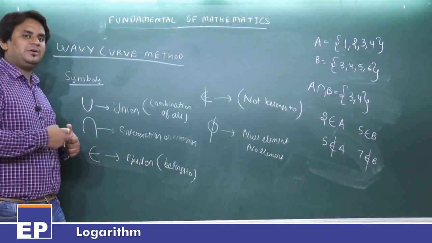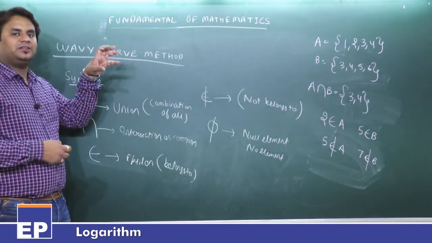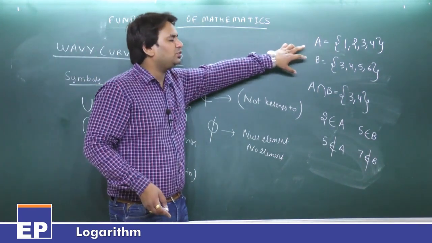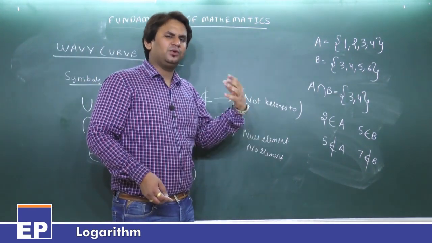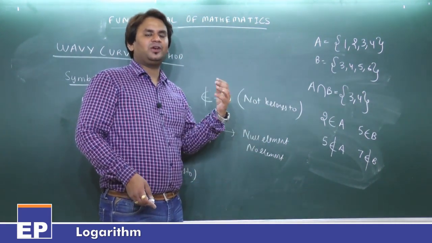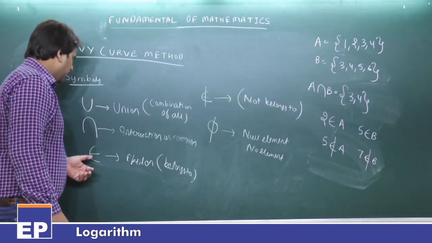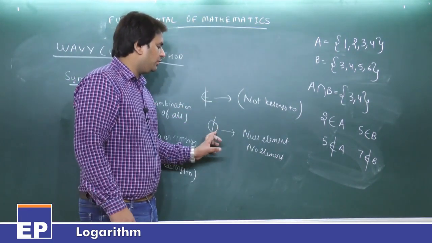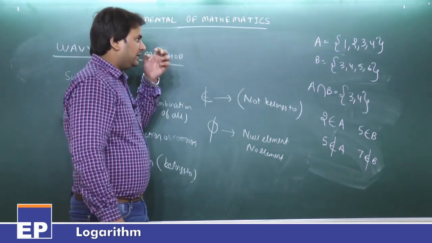Common means the elements which are coming common in both sets. I have taken two sets, but there can be 3 sets, 4 sets, or 5 solutions. Whatever number of solutions you have, you have to take the common solution. Okay, next one is epsilon. Epsilon means belongs to, and this is not belongs to. Let us take an example.